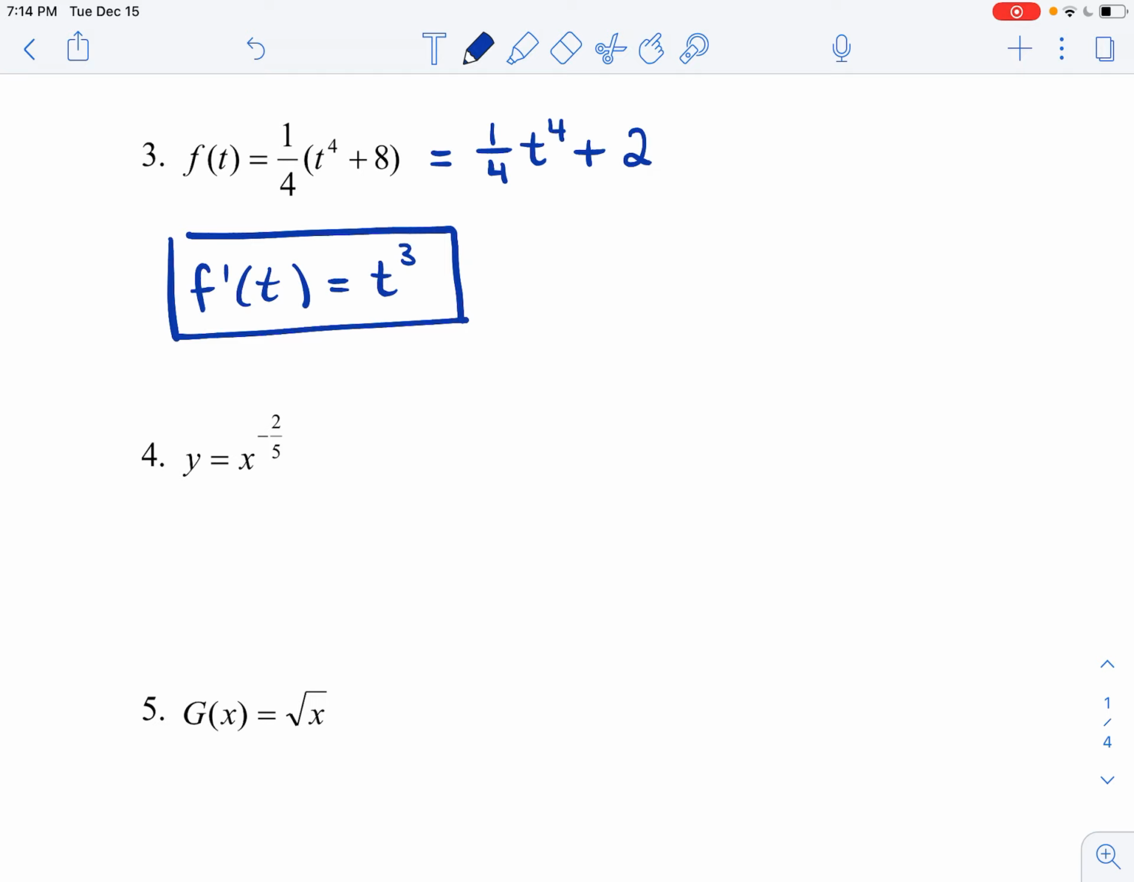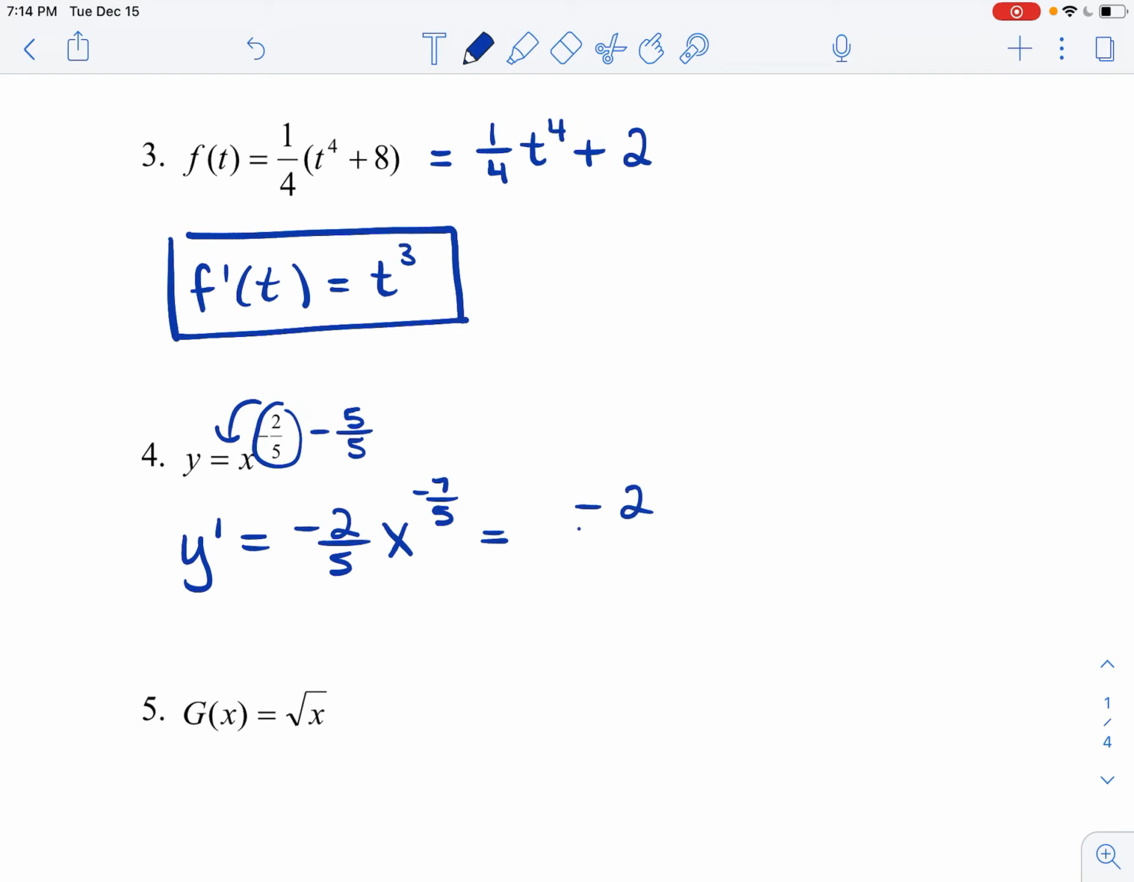For number 4, we're trying to find the derivative of x to the negative 2/5. So using the power rule, I would bring down that power, negative 2/5. And then subtract 1. Again, remember when you're subtracting 1 and you're dealing with a fraction, nice idea to just make it an equivalent version of the number 1 using that common denominator. So negative 2/5 minus 5/5 would be negative 7/5. Again, we always want to make sure our final answer is left with positive integers.